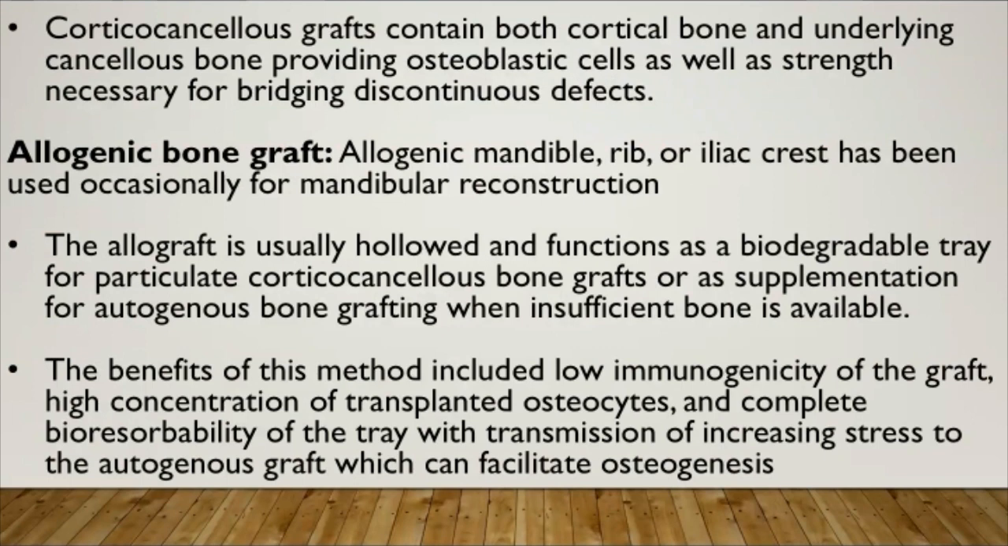Corticocancellous grafts contain both cortical bone and underlying cancellous bone, providing osteoblast cells as well as strengthening. Allogenic mandible, rib or iliac crest has been used occasionally for mandibular reconstruction. The allograft is usually hollow and functions as a biodegradable tray for corticocancellous bone grafts or as a supplementation for the autogenous bone graft. The benefits of this method include low immunogenicity of the graft, high concentration of transplanted osteocytes, and complete bioavailability of the tray, with the transplant giving rise to autogenous grafts, which can facilitate osteogenesis.